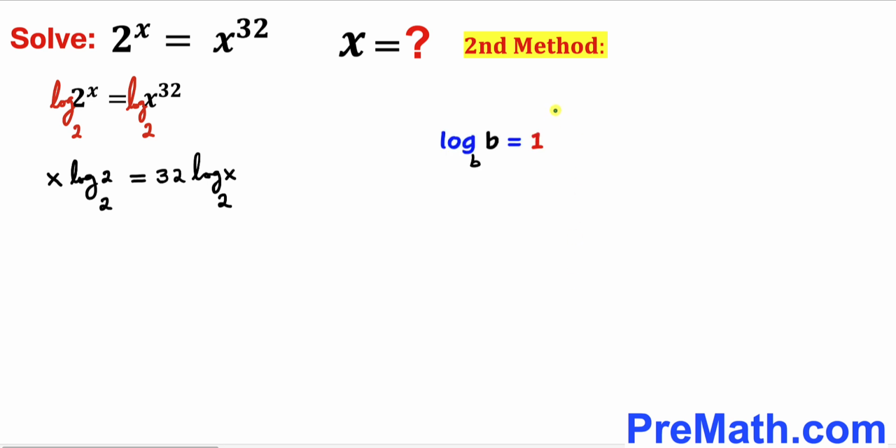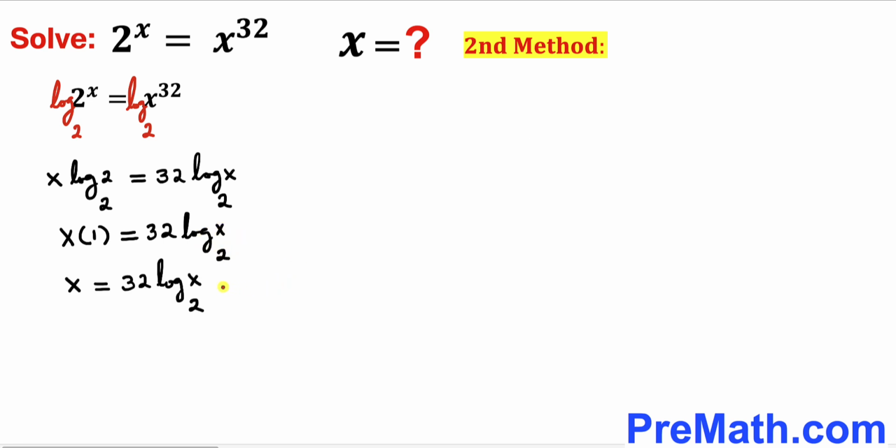And now let's recall this crucial fact. If we have a log of b with the base b, that is always equal to 1. So therefore, according to this rule, log of 2 with the base 2 is going to be simply equal to 1. So therefore, we can write x times 1 equals to 32 times log of x with the base 2. And I'm going to label this one as our equation number 1.